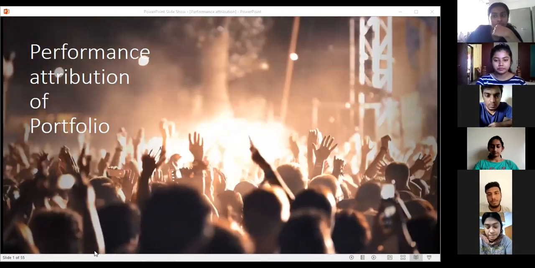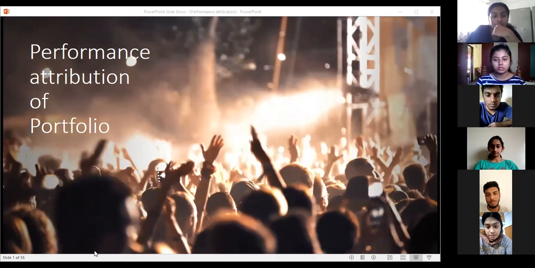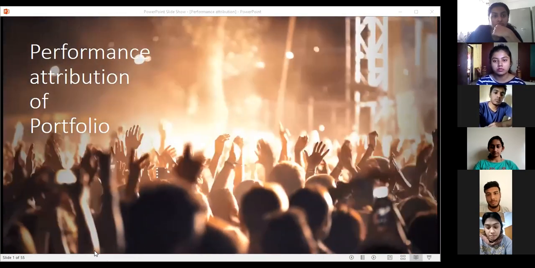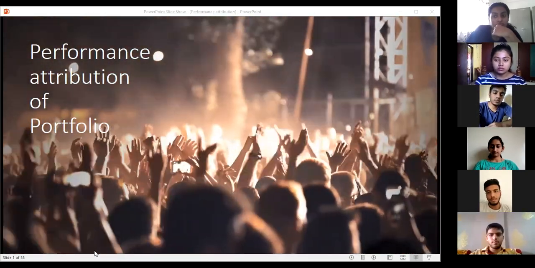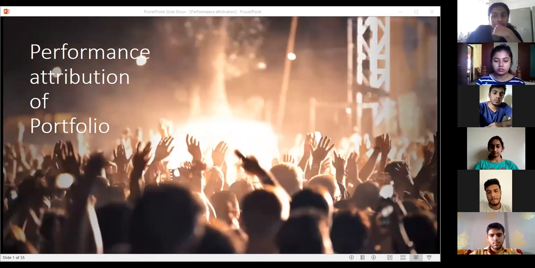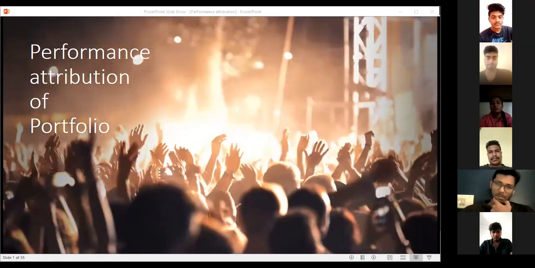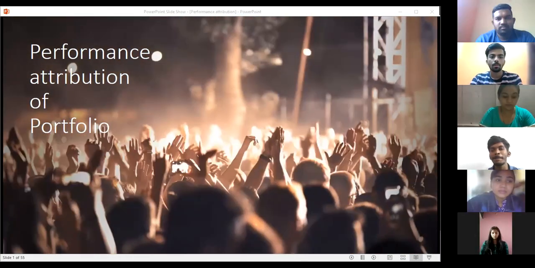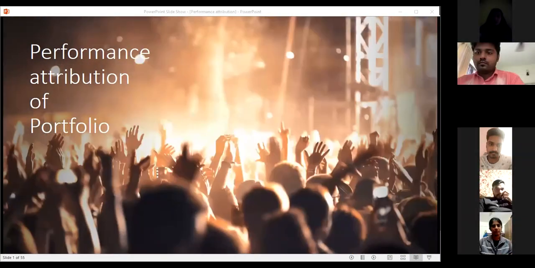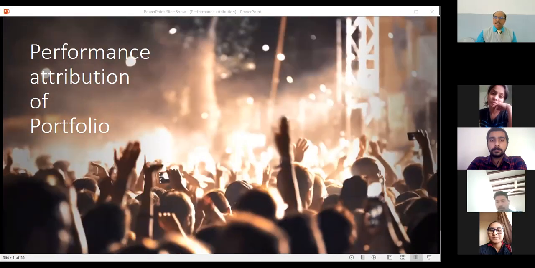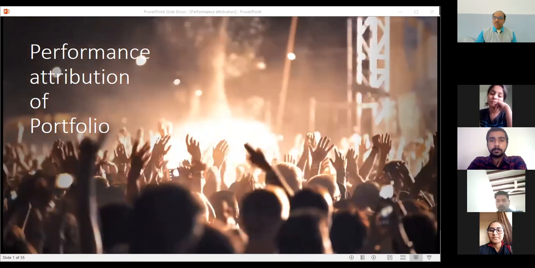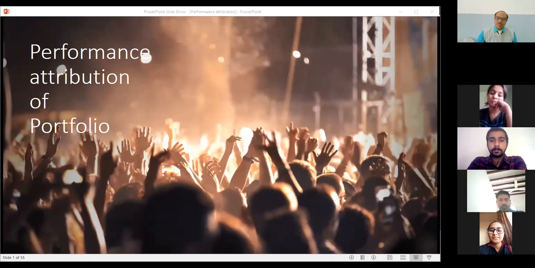And today's topic, we are going to discuss the portfolio analytics. Simply, it is called portfolio analytics. And in your syllabus, you can see all those things as the performance attribution of the portfolio. That is how it is mentioned, so need not worry about that.